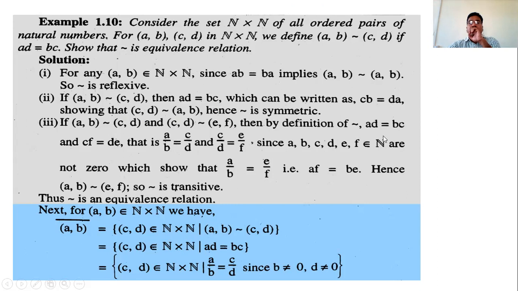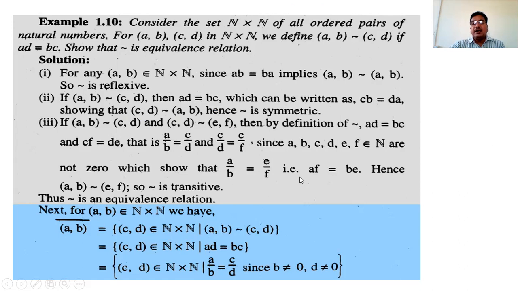So from AD is equal to BC, shifting this B to the left side and this D to the right side, we have A by B is equal to C by D. And from the other equation, shifting D to the left side and F to the right side, we have C by D is equal to E by F. And therefore A by B is equal to E by F. We have this from these two equations, because A by B is C by D and E by F is also C by D, and therefore A by B is equal to E by F.